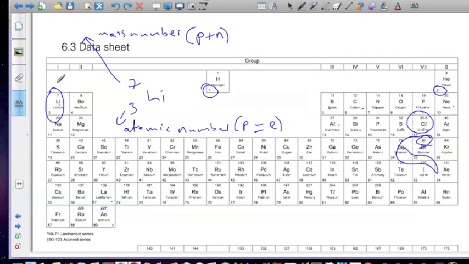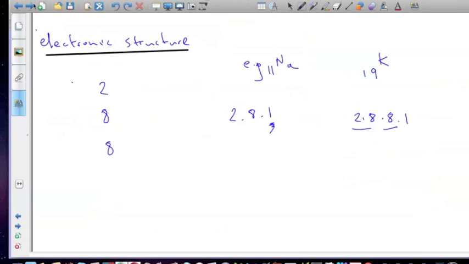So what that means is, if you're in group 1, you get 1 electron in your outer shell. Group 2, 2 electrons in your outer shell. Group 3, 3. Group 4, 4. Group 5, 5. Group 6, 6. Group 7, 7. And finally group 8, 8. And that's electronic structure. So given the atomic number, like carbon, you can work out the electronic structure. So carbon's in group 4.